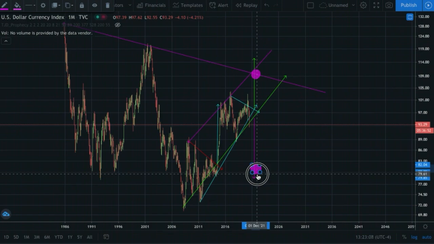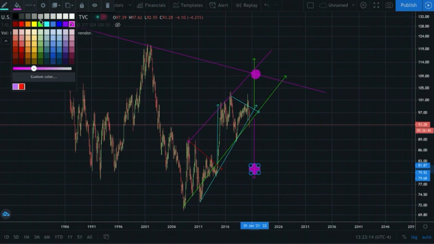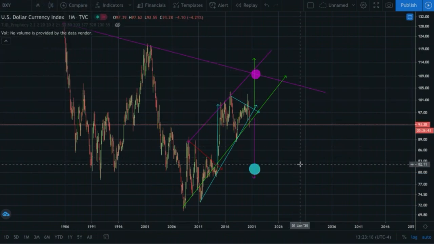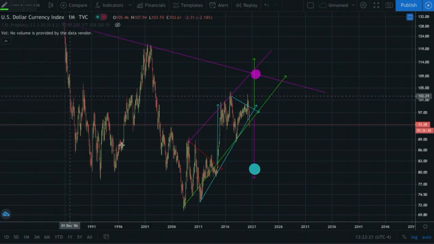And then I think to the downside, our target would be basically right here in that same spot as the previous support resistance area. So that's our basic breakdown right now. We can put in a couple of horizontals too.